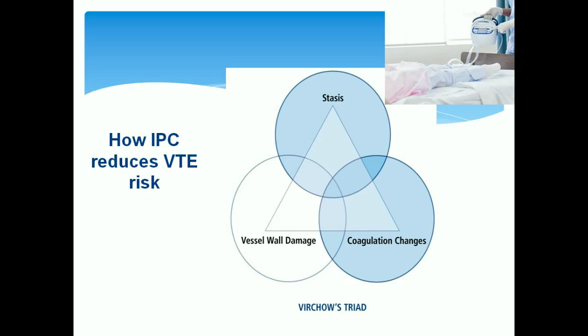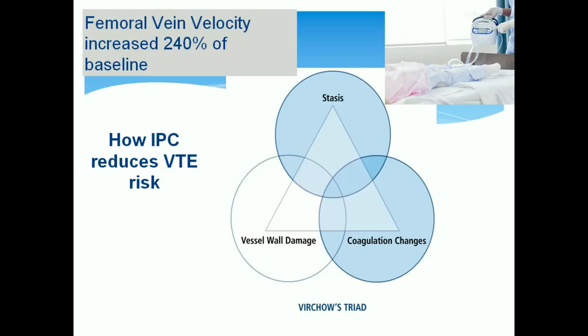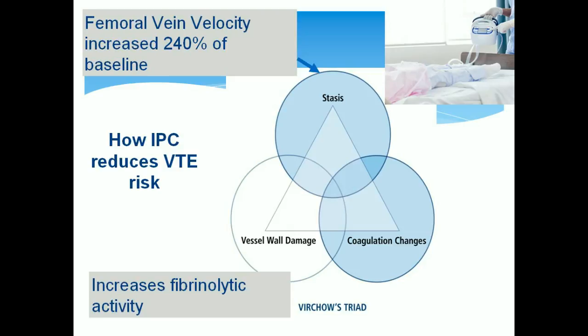IPC has a different mode of action, so vessel wall damage can still occur because it's contractual, so it's coming in and out, and during the contractions you can actually stretch those vessels and still damage them. And you'll see here with the blood velocity, they're more effective than a pair of stockings, as you'd expect. A physical pump is more effective in moving blood than a pair of stockings, and they increase fibrinolytic activity as well.